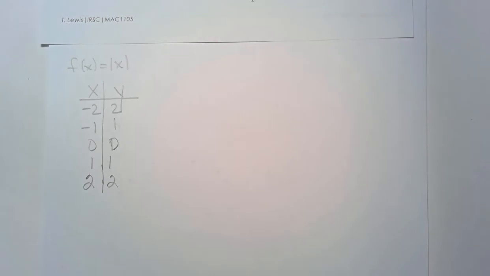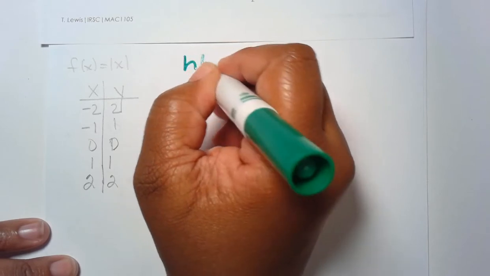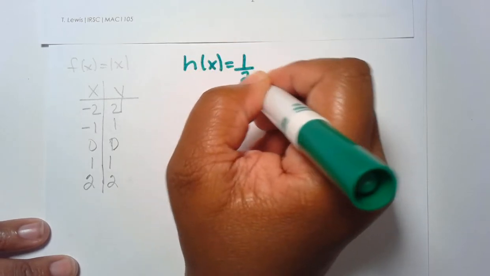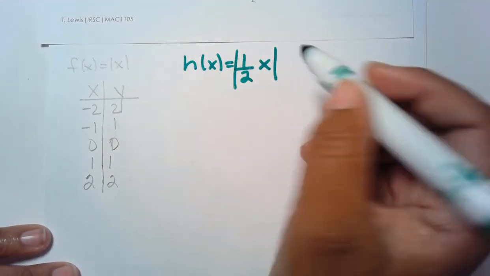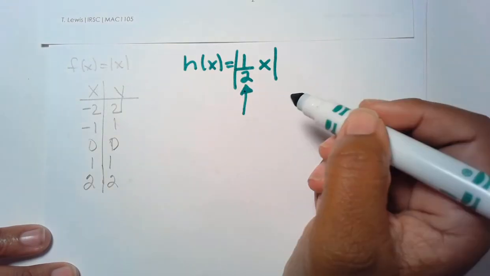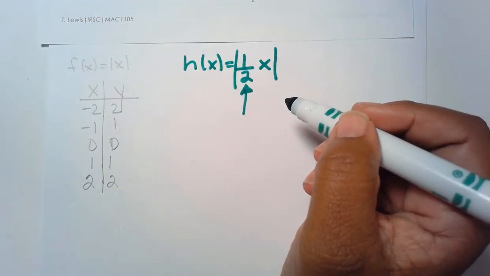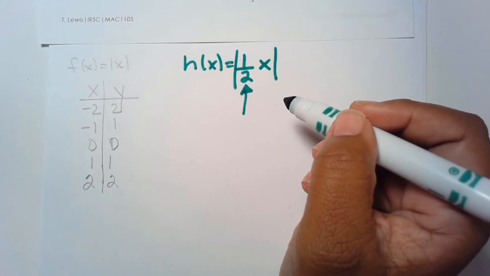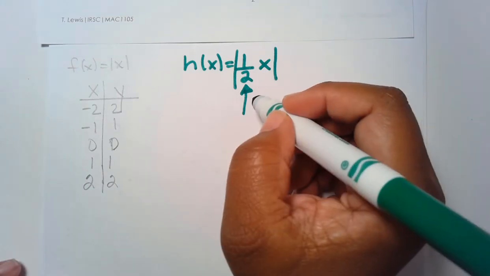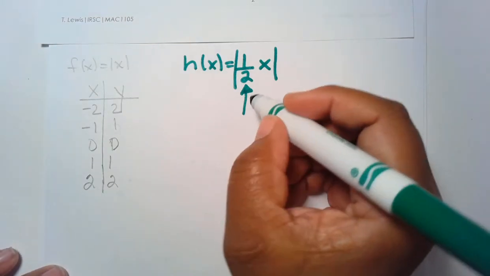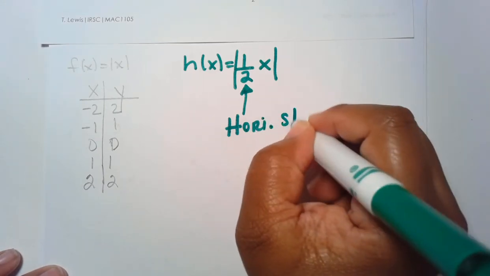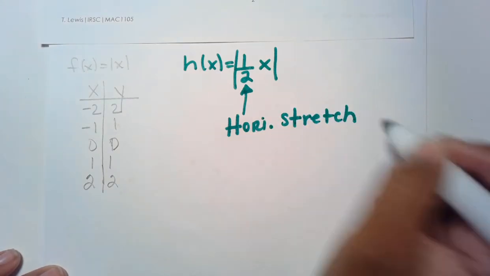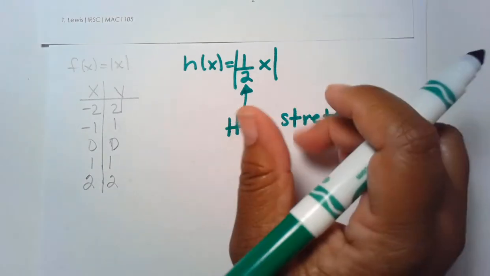Okay, now we have h of x is equal to the absolute value of 1 half times x. This time the number is inside the grouping symbol, and this 1/2 is between 0 and 1, so therefore it will be a horizontal stretch. The graph would stretch horizontally by 1/2.